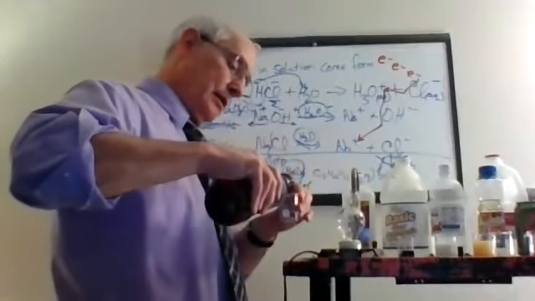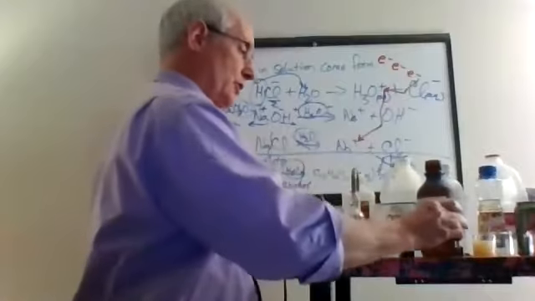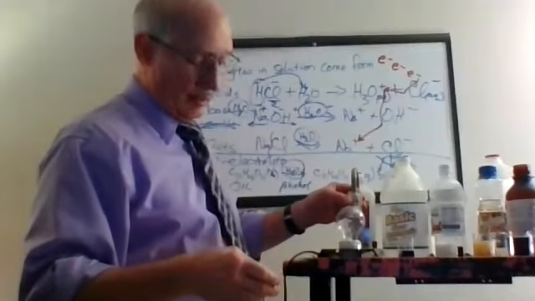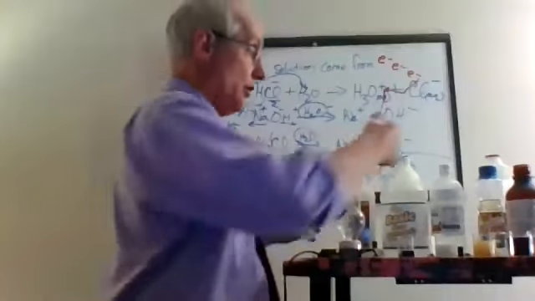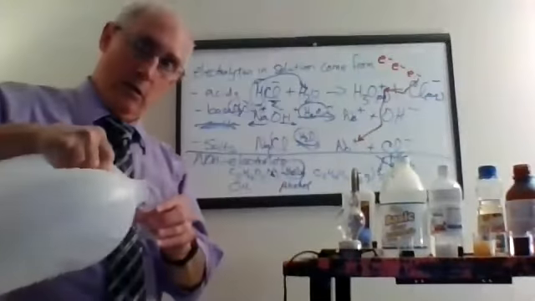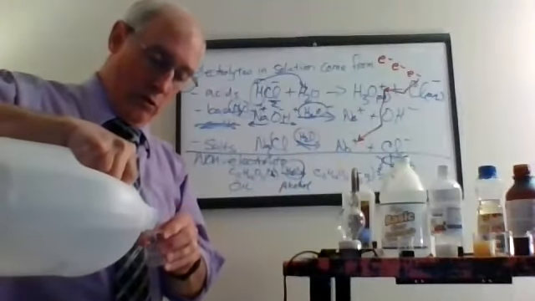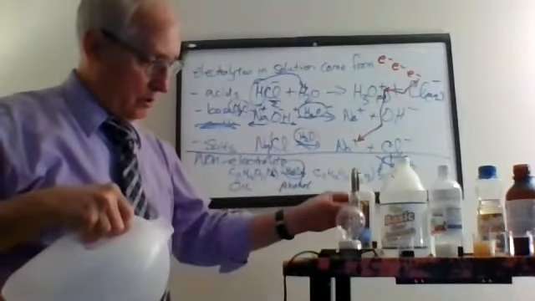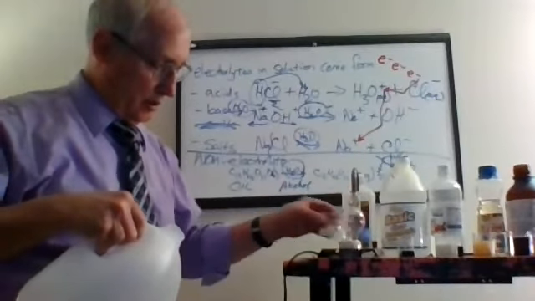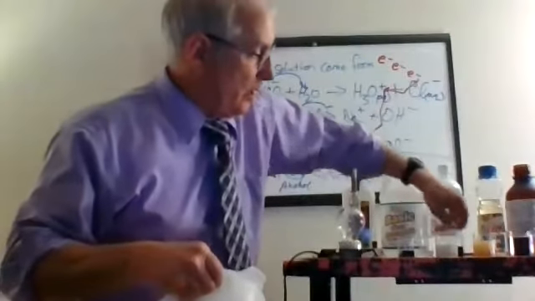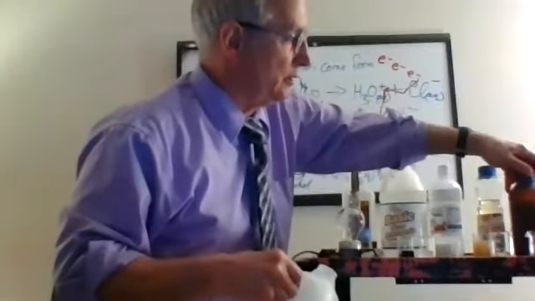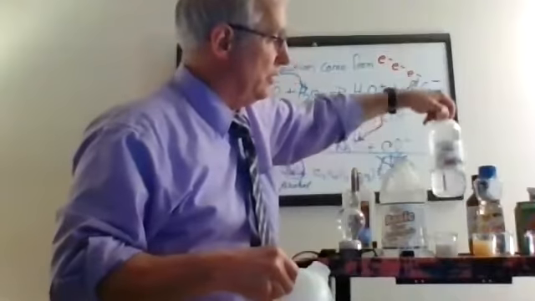I'm going to put a little of this glacial acetic acid down here and check it. And you'll see the light does not come on. However, if I water it down, I'm going to take some water and put it in there. See? So it becomes a better electrolyte if you add the water. So this is a non-electrolyte, but when you water it down, it becomes an electrolyte.